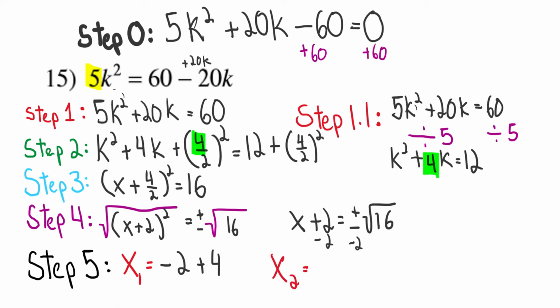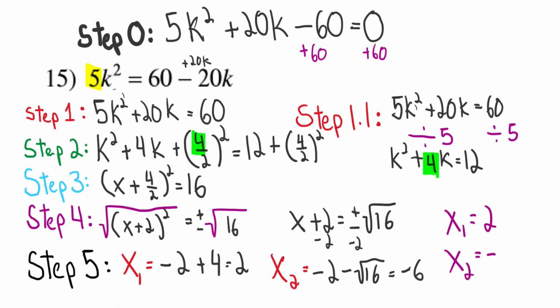and that would then give me k2 equal to negative 2 minus the square root of 16, which is obviously 4 that we have here earlier, right? Which is going to give me negative 6, and this is going to give me 2. Therefore, the final answer of the equation: k1 equals 2, and k2, the second answer, remember a quadratic will always give me 2 answers, is negative 6, okay?